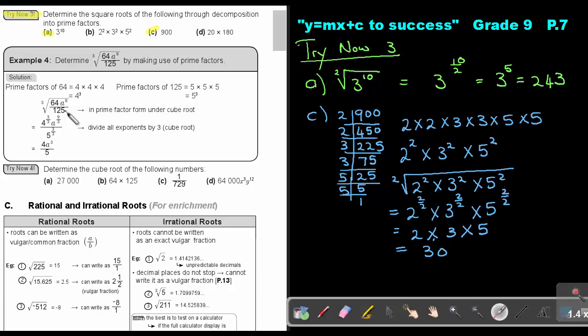And then I do the same. I'm just saying 4, and I say 3. It's 4 to the power 3, so it's 3 divided by the outside 3, 9 divided by the outside 3, 3 divided by the outside 3. So it will be 4a3 over 5.